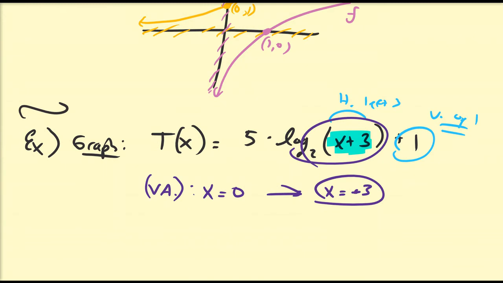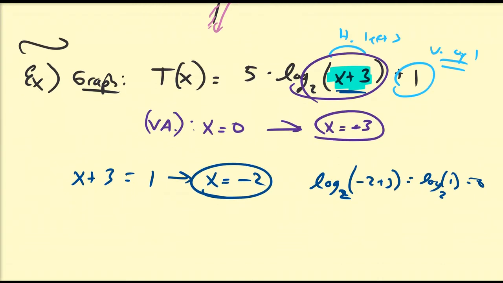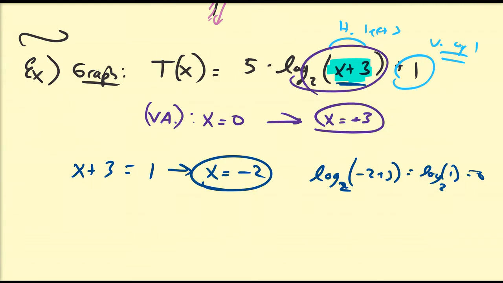Now, if that is the case, I'm also going to find out where it crosses this value. So I'm going to try and find out where that point is shifted to, when the interior is equal to 1. So x plus 3 is equal to 1 when x is equal to minus 2, right? So that means the log of negative 2 plus 3, which is equal to the log of 1, is going to be equal to 0. And that's, of course, true for any logarithm, in particular base 2, right? So we're just gathering some information before we go into this graph.